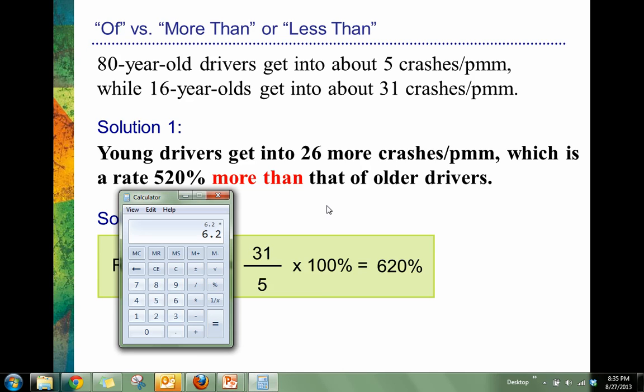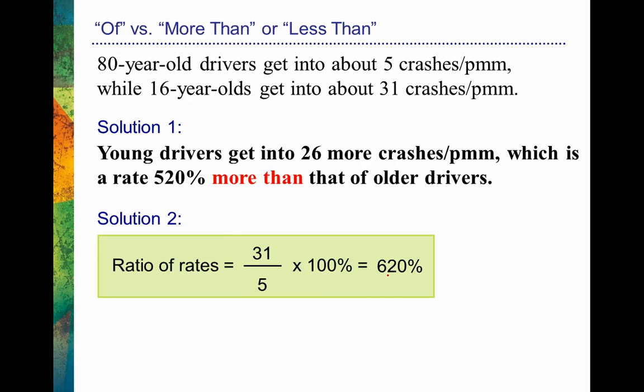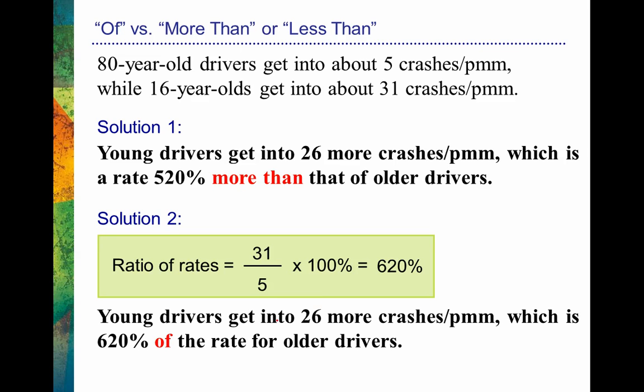If we want to convert that to a percentage, we multiply by 100, and we find that equals 620%. Now you can see that answer is essentially 100% more than the answer that we got previously, right here. And all that simply means is now we describe our results in a slightly different way. This is telling us that young drivers get into 26 more crashes per million miles driven, which is 620% of the rate for older drivers. It's just a small distinction in the way that we talk about the numbers.